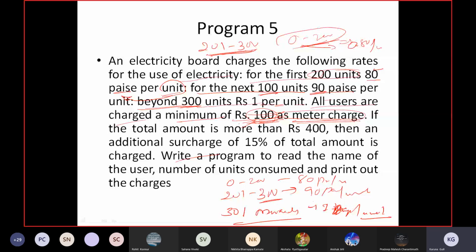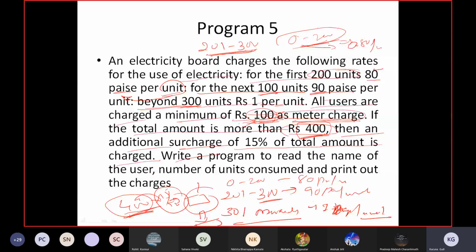If the total amount is more than 400 rupees, once I tell the number of units that I have consumed and you calculate the total amount I have to pay, and it is crossing 400 rupees, then an additional surcharge of 15% of the total amount is charged. Please remember, if it is more than 400 rupees, then you have to pay 15% extra.